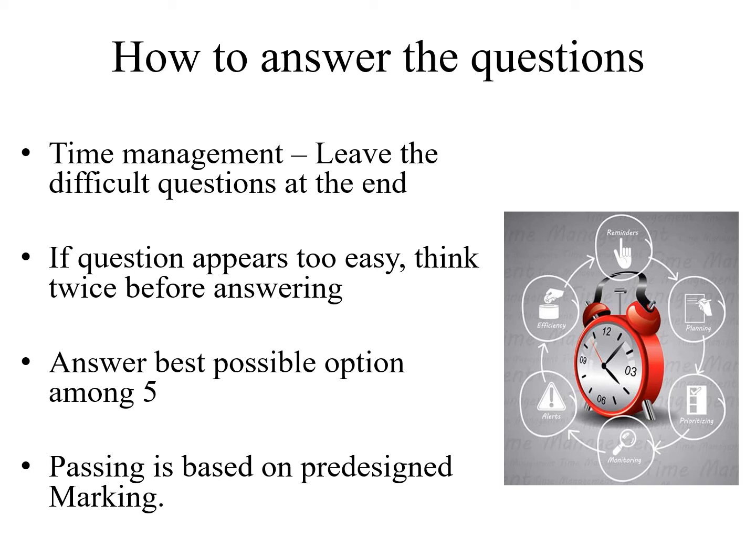And if a question appears too easy, I would definitely think twice before answering, because these easy questions are usually tricky. So you need to go through them twice. Is it really so simple? Generally, the level of MRCP questions is moderate to average. And whenever you go to the answers, it is best of 5, so you need to choose the best among the 5, which may not be true always.